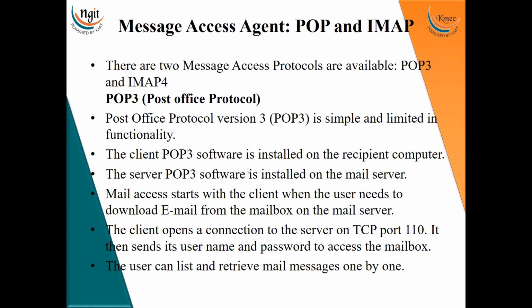The client POP3 software is installed on the receiver's computer and the server POP3 software is installed on the mail server. Mail access starts with the client when the user needs to download email from the mailbox on the mail server. The client opens a connection to the server on the TCP port. It then sends its username and password to access the mail. The user can list and retrieve the mail messages one after the other.